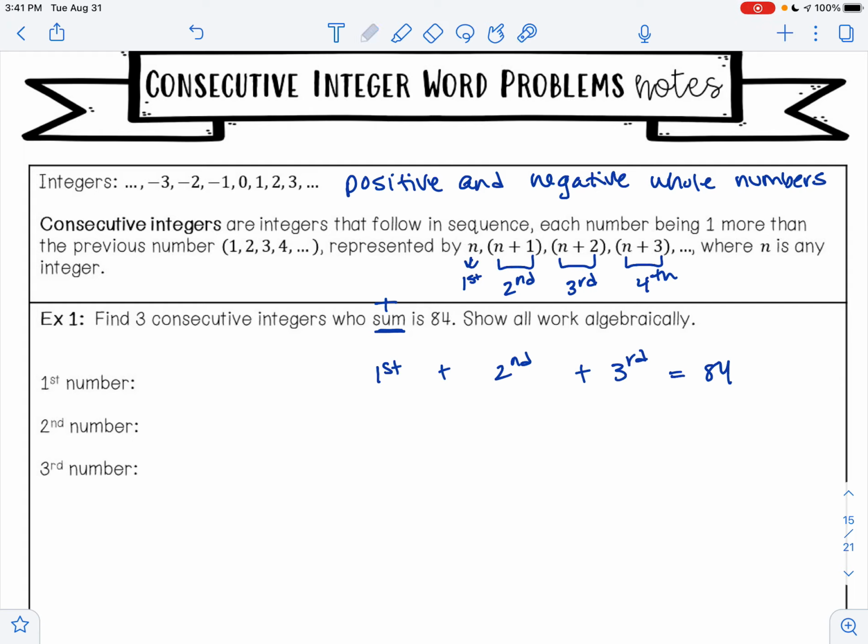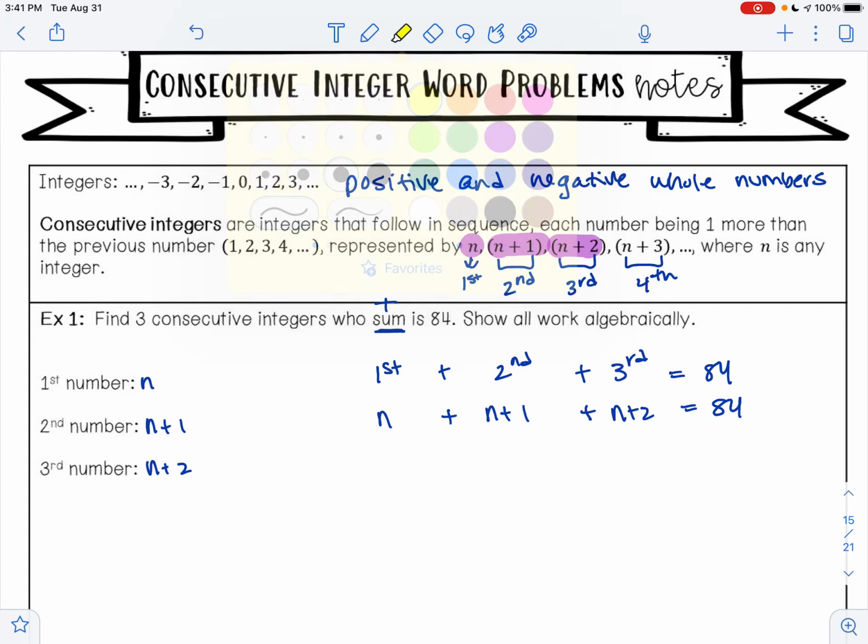So I don't know what the first number is. So I'm just going to use what they tell me here. My first number is n, plus my second number is n plus 1, plus my third number is n plus 2. And this is going to equal 84. Now I have an equation that I can use to solve this.